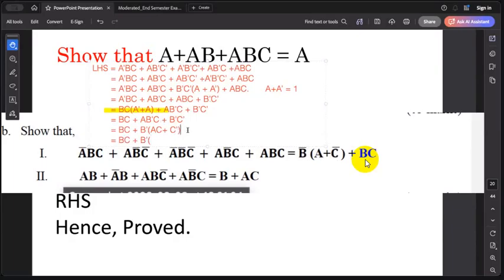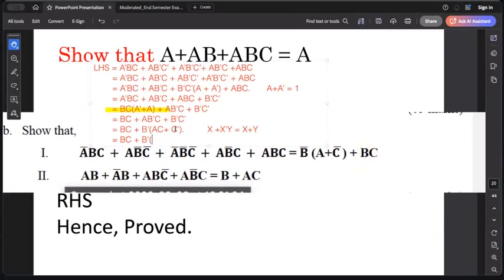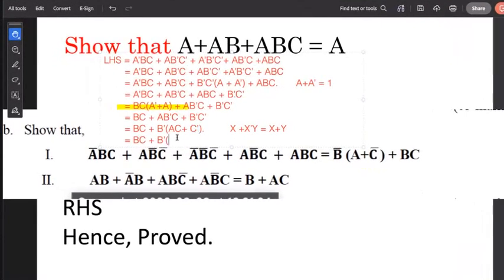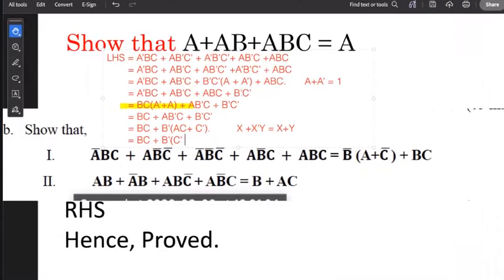What is this form? X plus X bar Y, which is equal to X plus Y. Now, in our case, X is C bar. Do you agree with me? X is my C bar and my X bar is C. Now tell me, instead of this one, what do we write? X and Y. What is my X? C bar. What is my Y? A. I think we are right.